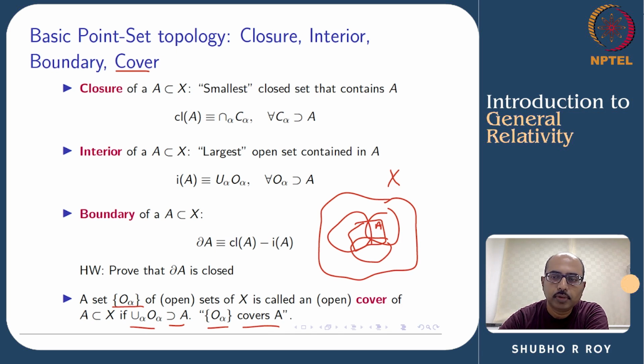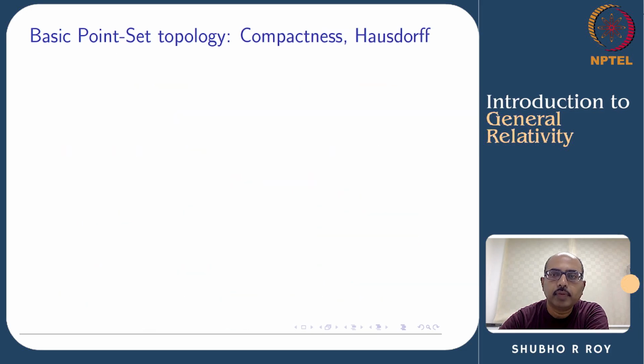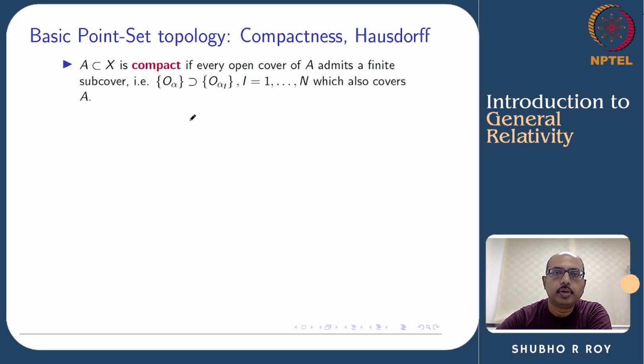All right. So we have learned about the cover. Let me go to the next slide, which is some properties of topological spaces, which are compactness and Hausdorff property. So how do you define a compact set? A set A, which is a subset of X, is compact if every open cover, so emphasis on every open cover of A admits the finite subcover.